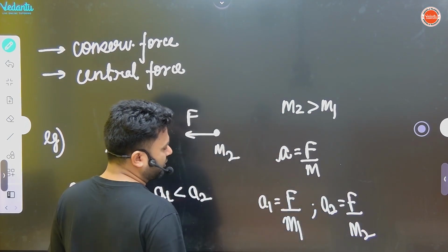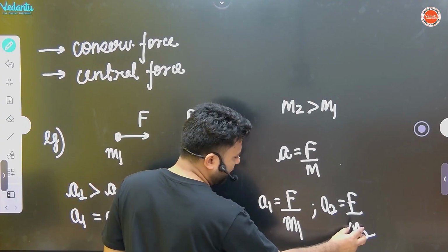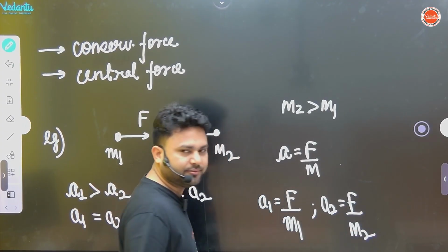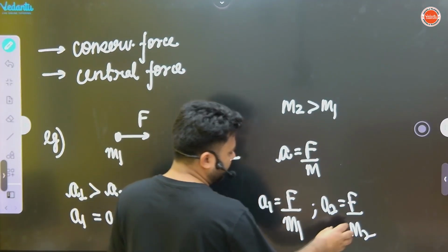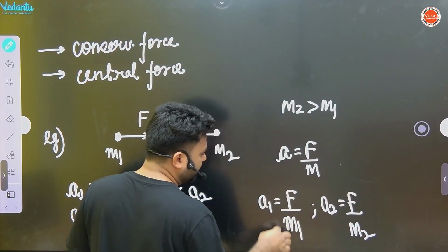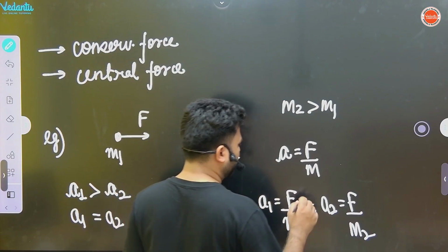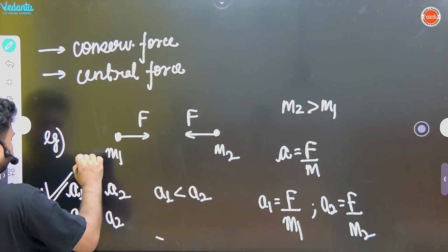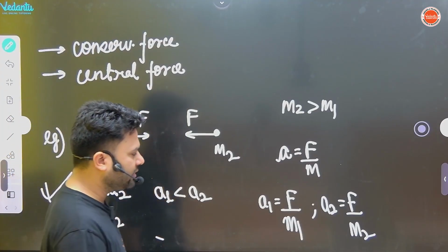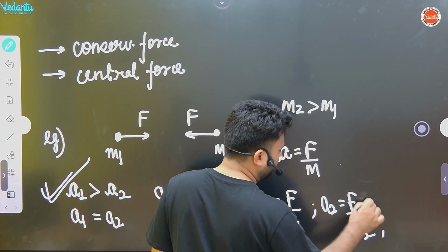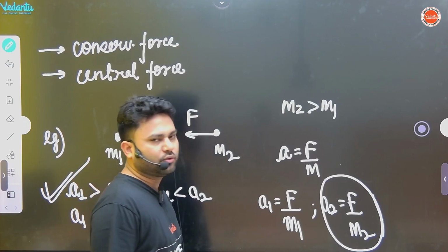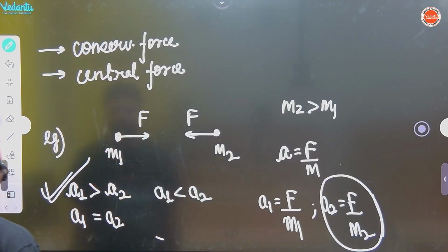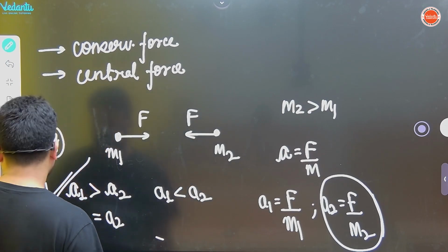Now m2 is more than m1, which means this denominator is more than that one. If the denominator is more, the whole fraction will be less. So a2 will be less than a1, or a1 is greater than a2. This will be the correct answer. Next.